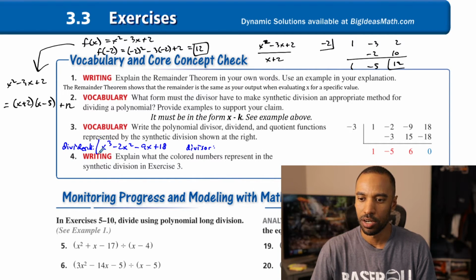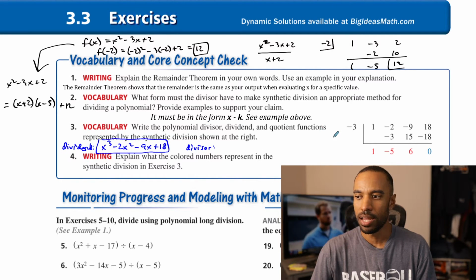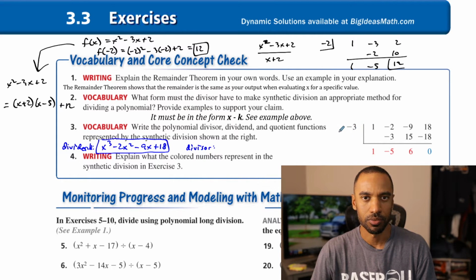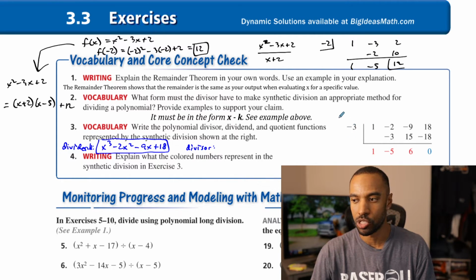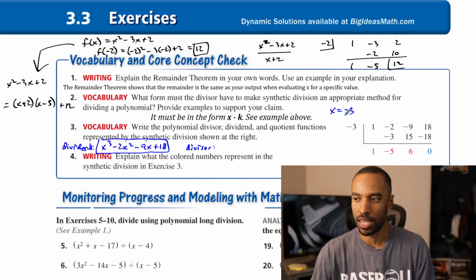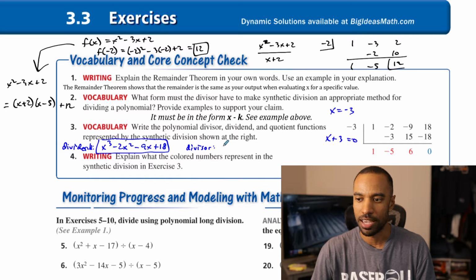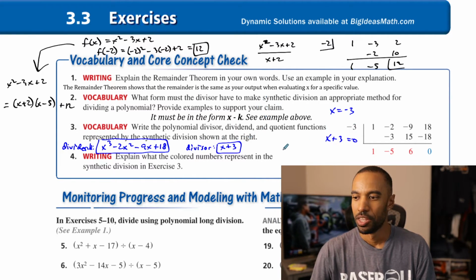The divisor is what we're dividing by. We're not dividing by negative 3, guys. Negative 3 is the root where x would equal negative 3. So if you add 3 to both sides, you get x plus 3 equals 0. Your divisor is x plus 3. Okay?